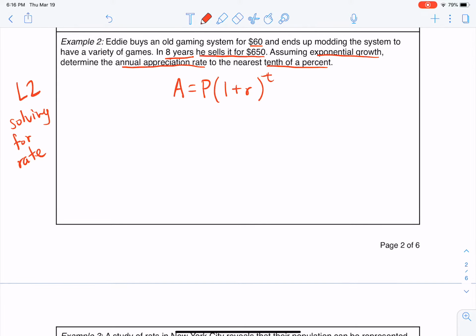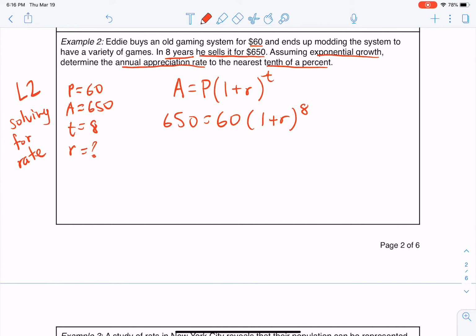And let's talk about what we know. Well, we know he bought the system for $60. We know that he sold it for $650, so it ended up at that cost. And we know that he sold it 8 years after he bought it. What we don't know here is our rate, and so that's what we're solving for. Okay, so I'm going to plug in what I know. So I know 650 is equal to 60 times 1 plus r raised to the power of 8. So what I really need to get by itself is this r.